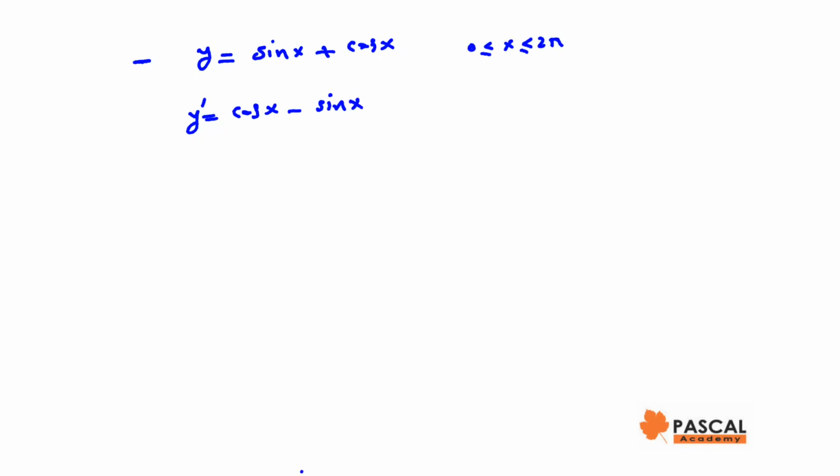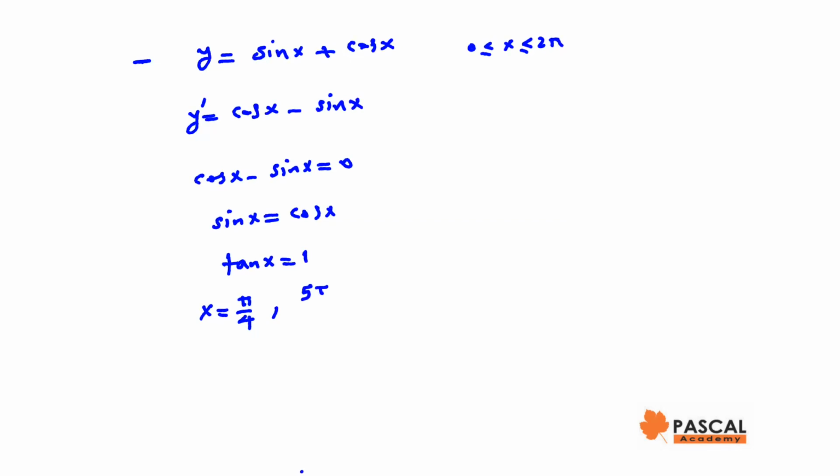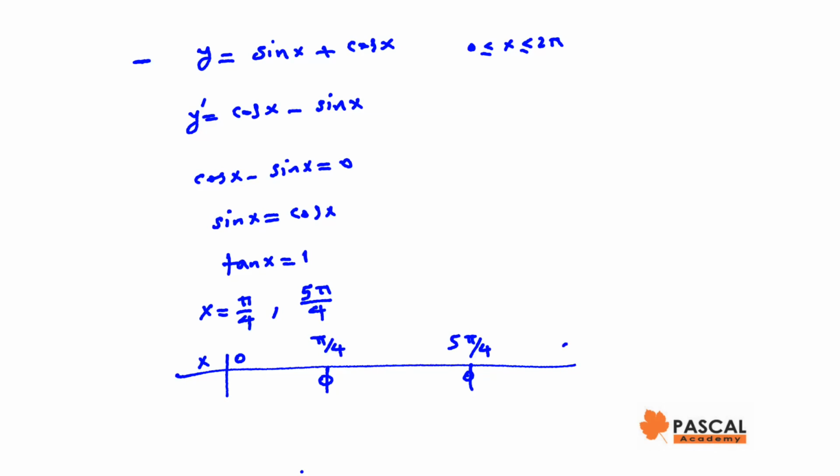The derivative of sine of x is cosine of x. The derivative of cosine of x is minus sine of x. If we set the derivative to 0, sine of x and cosine of x are equal. That means tangent of x is 1. x is either pi over 4 in the first quadrant, or in the third quadrant, pi plus pi over 4, which is 5 pi over 4. x starts from 0. At pi over 4, the derivative is 0. At 5 pi over 4, the derivative is 0, and at 2 pi.